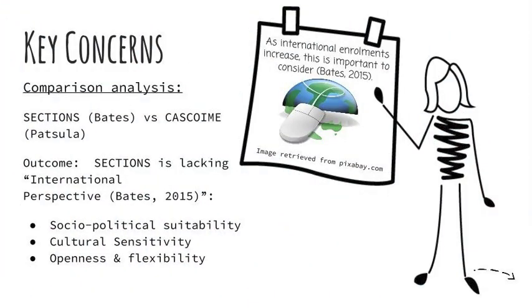Bates actively critiques his work. He compared his model with Patsula's KASCOYMI model and found that although only 4 of the 7 core components of SECTIONS were comparable, KASCOYMI contained an additional 3 that Bates found beneficial and would consider the international demographic of online learners, which SECTIONS doesn't. With international student enrollment on the rise, this may be a future consideration for revision by Bates.